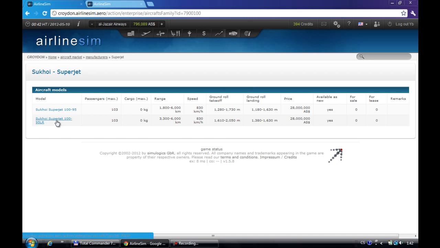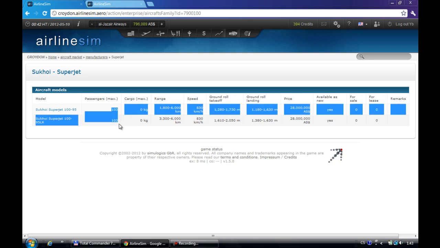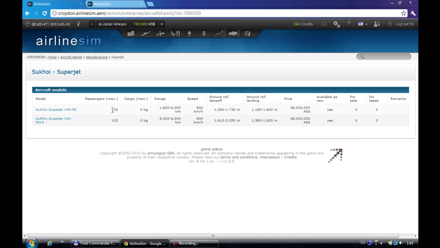I did some testing with it. I didn't lease one, but I did some testing, and this airplane is really good. It's cheaper, and it has better performance than Canada Regional Jet. However, the downside is only one size, so you can't adjust to different demand levels.